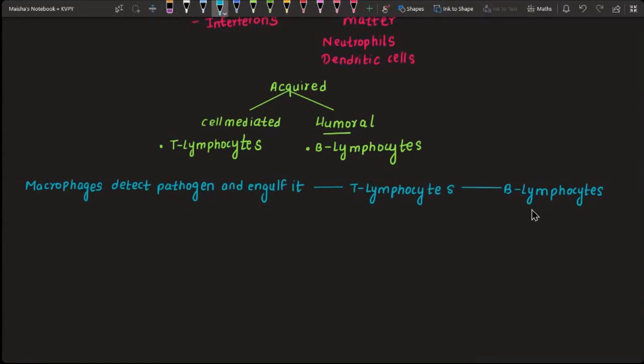They will kill. But the main function of B lymphocytes is to bring about a secondary response. So when this has happened, the B lymphocytes and the T lymphocytes will produce an antibody. An antibody is a response to an antigen. An antigen is present in the pathogens. So we can say that an antigen is anything that triggers the production of an antibody.